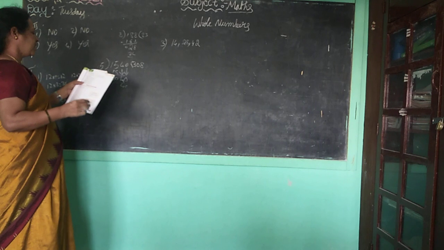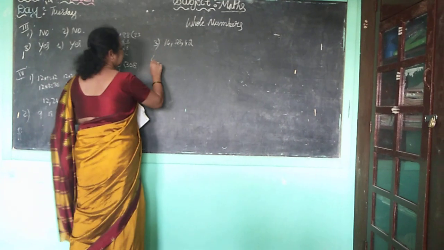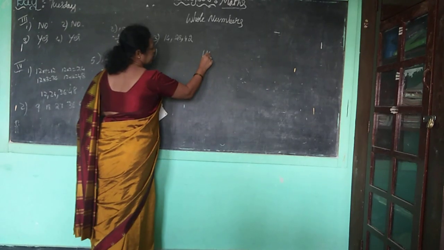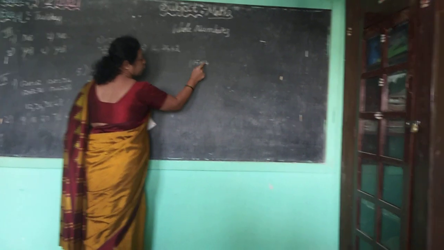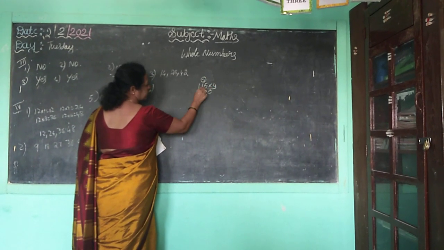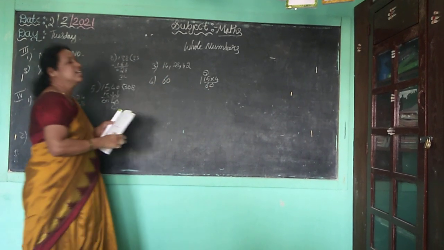Next, fourth question. Write the fourth multiple of 15. They are asking to write the fourth multiple of 15. So in the working column we can do that. 15 into 4. Fourth multiple of 15. So 4 5s are 20, 2 carry. 4 ones are 4 plus 2 is 6, so 60. Fourth multiple of 15 is what?